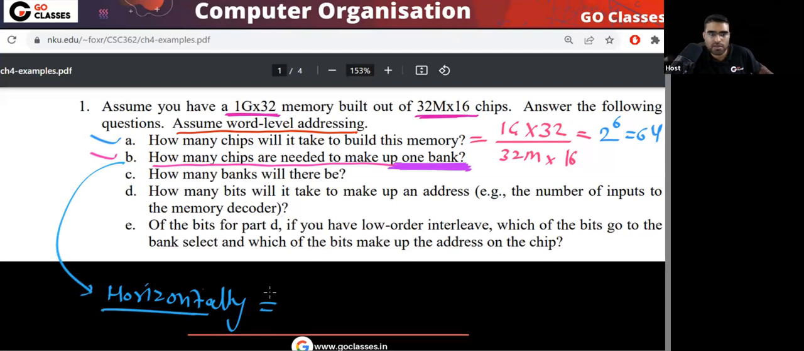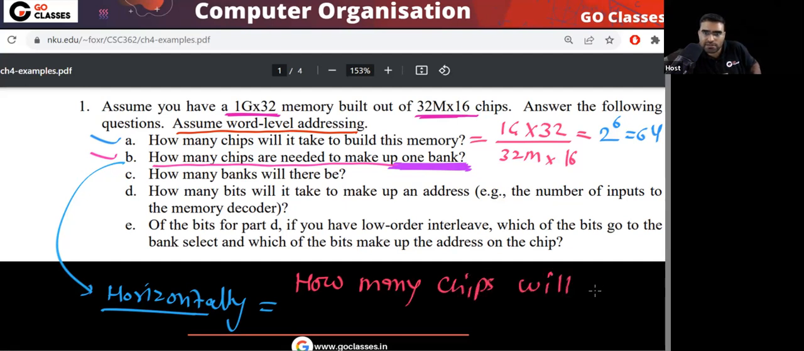So tell me, basically how many chips will act as one chip? See what option B is asking. Option B is asking how many chips will act as one chip, as a unit. This is what the question is asking: how many chips will act like one chip.